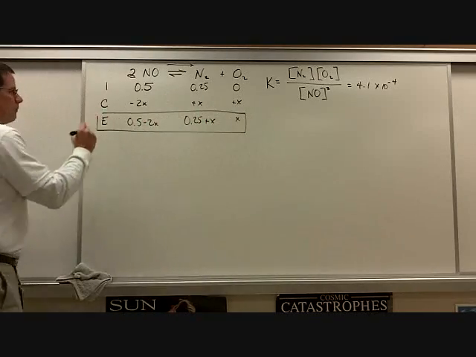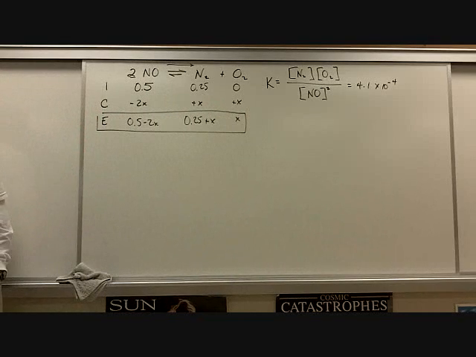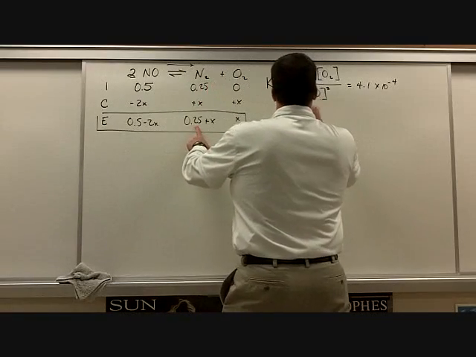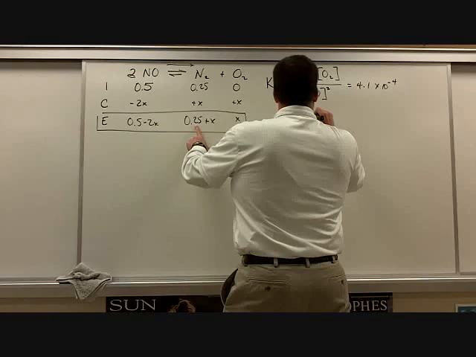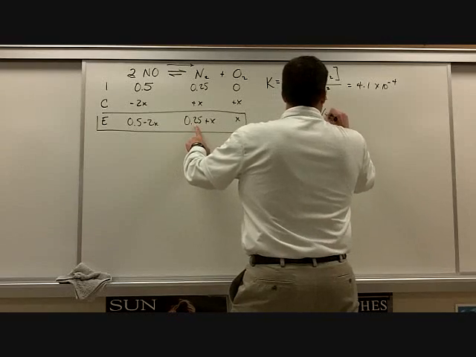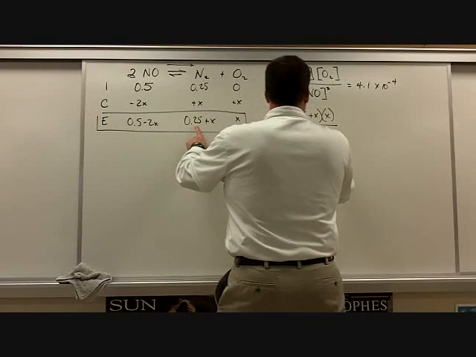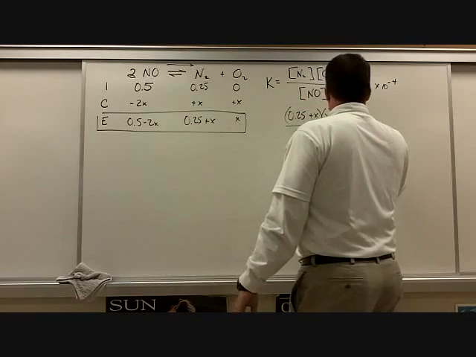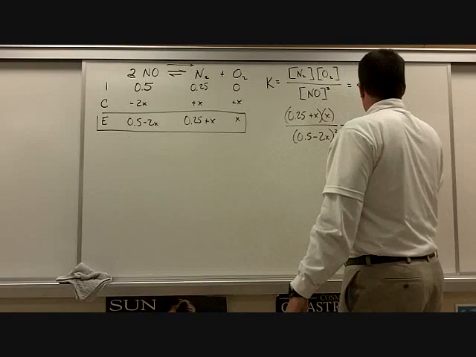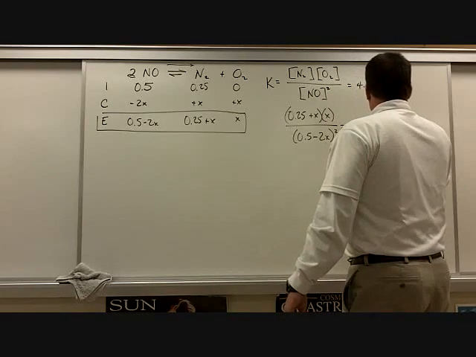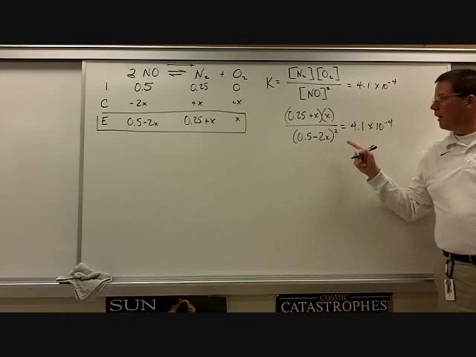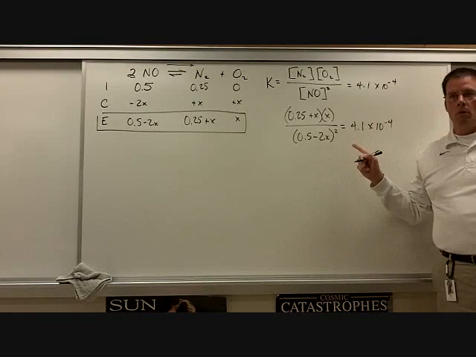Now, this makes for a very fun algebra problem. So we can plug in our values here. Let's go ahead and do that. So we have 0.25 plus x times x divided by 0.5 minus 2x squared, and that all equals 4.1 times 10 to the negative 4. Now that is a fun looking algebra problem.